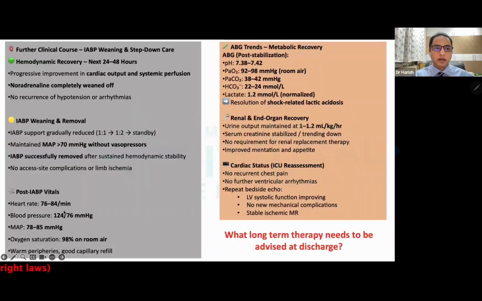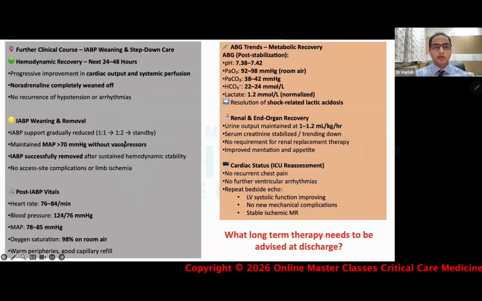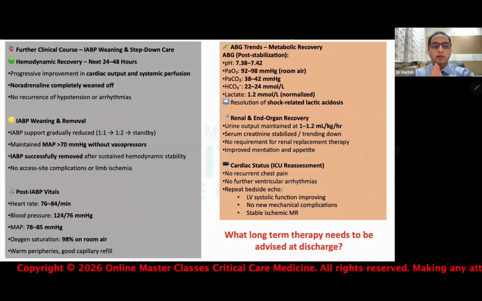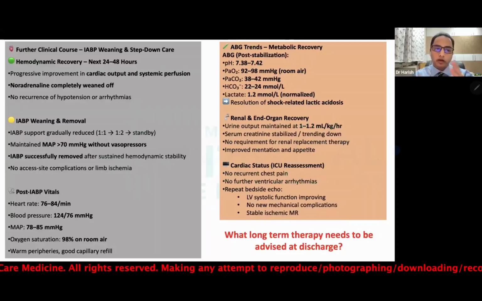Okay. So further clinical course: IABP weaning and step down, what happened subsequently? There is a significant hemodynamic recovery in the next 24 to 48 hours. Cardiac output improved, systemic perfusion improved, noradrenaline completely weaned off, no hypotension, no arrhythmia. We weaned the IABP gradually from 1:1 to 1:2 and stopped it as standby. MAP is more than 70, IABP is successfully removed, with no limb ischemia or any bleeding after removal.